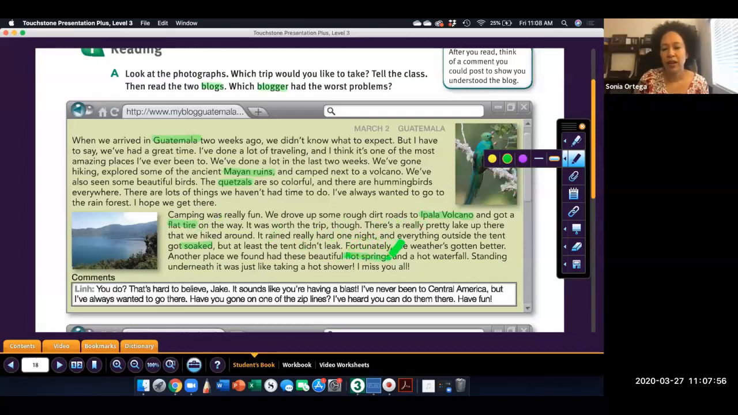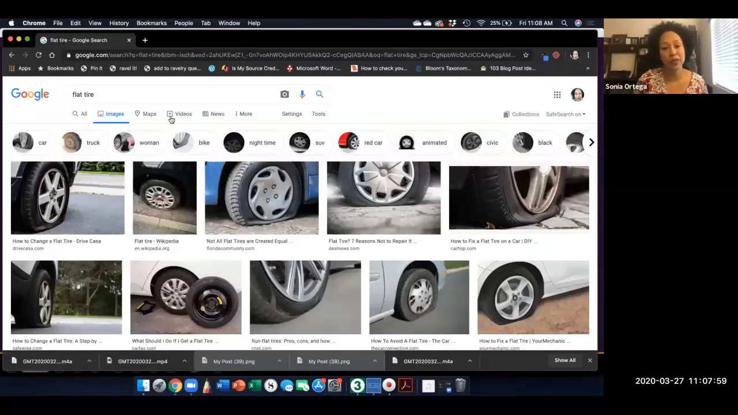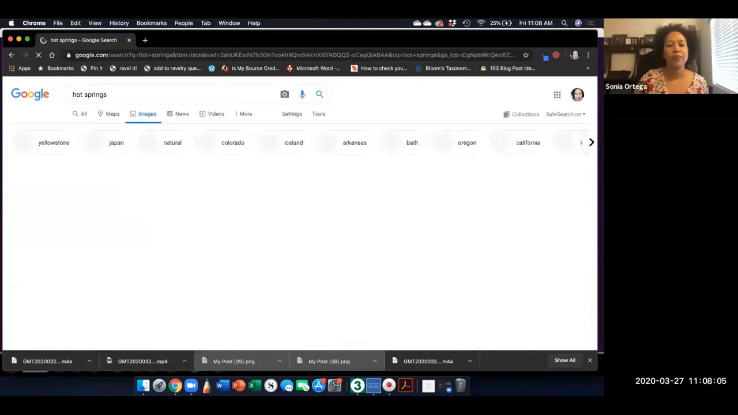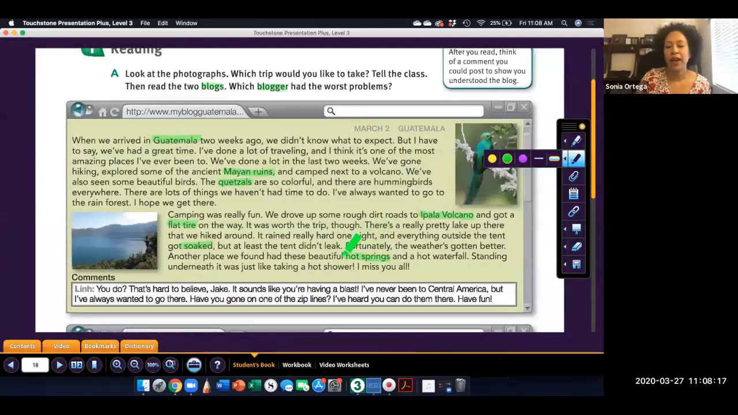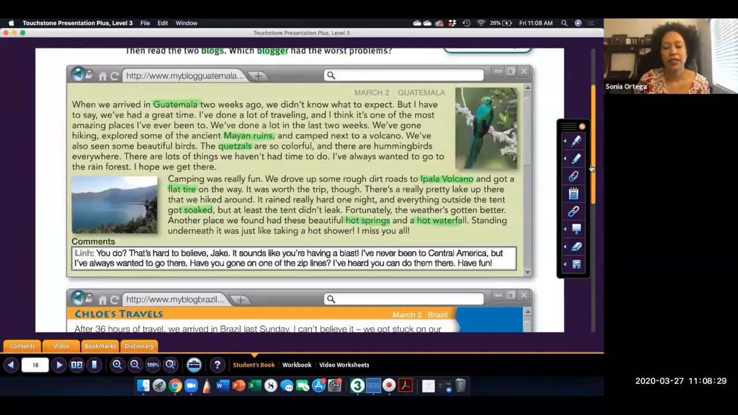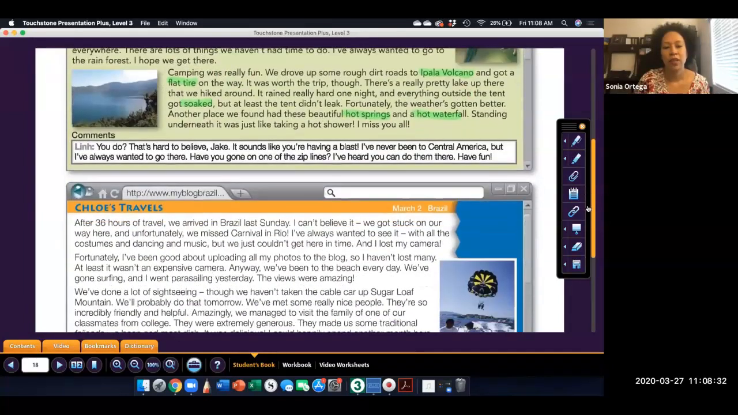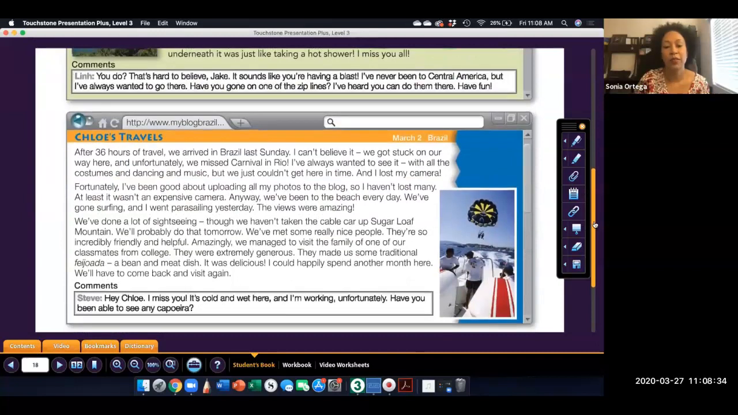Hot springs. I've never been to a hot spring, but I've always wanted to go. These are natural water or lakes where the water is hot, and it's like taking a hot bath. So they found hot springs and a hot waterfall, which is why standing underneath it is like taking a hot shower. Okay, so let's go to the next entry. And this blogger went to a country in South America. So please pause the video to take a moment to read this entry.